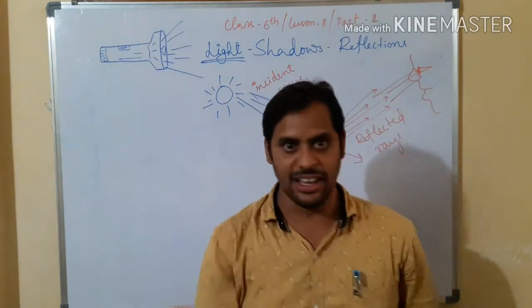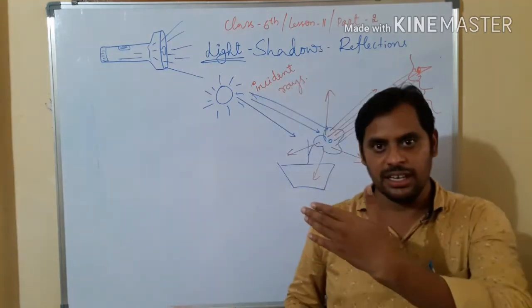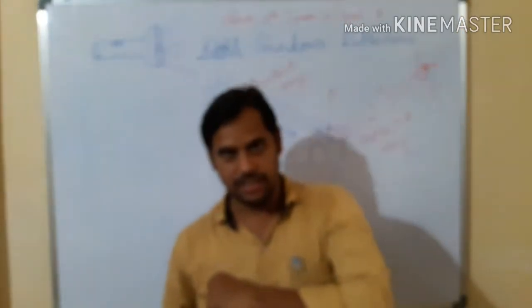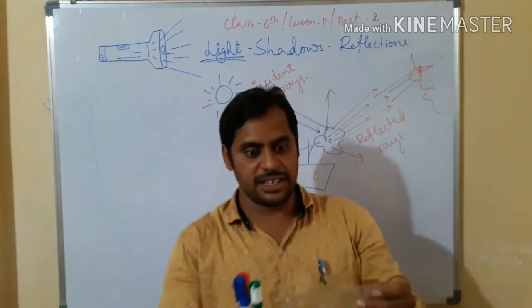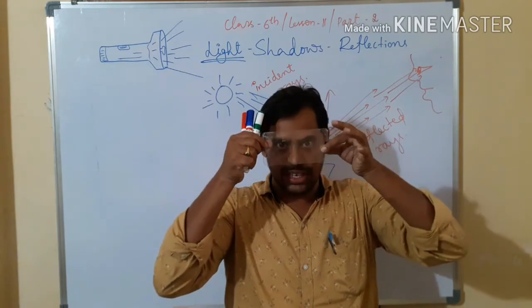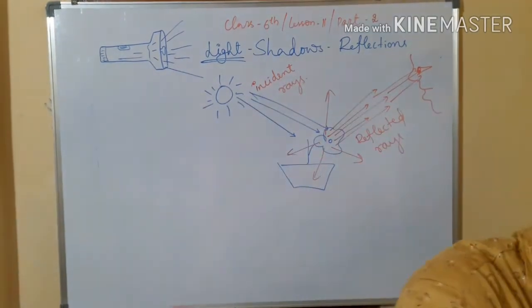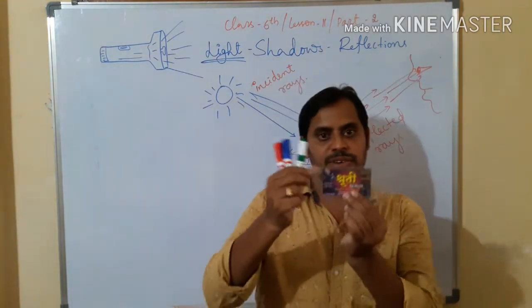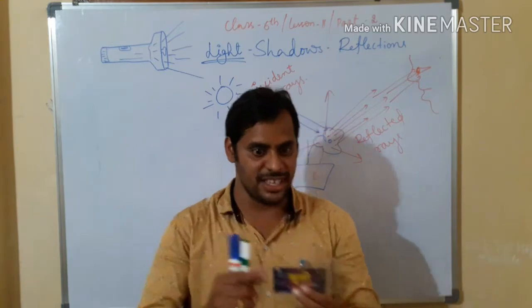And in the end I ask you one question. If I place any transparent material, then can you see me? For example, here is a transparent material. Are you able to see my eyes? Right, you are able to see my eyes. Whereas now tell me, are you able to see this visiting card? Right? Yes, you are able to see.